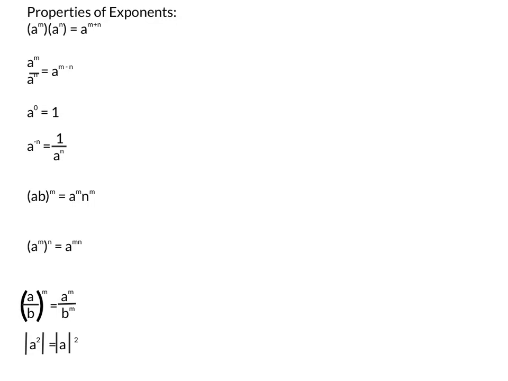Okay? We see that in the fourth one, and I'll highlight that. Here we are. The fourth one right there. I have a to the negative n equals 1 over a to the n. The same thing also applies if I were to have 1 over a to the negative n in the denominator, the negative exponent is there. That's the same as just a to the n.